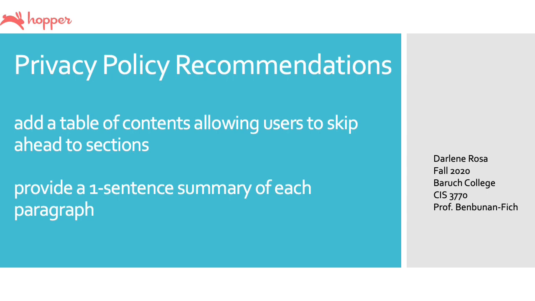The best recommendations I could make for the privacy policy, since it was fairly short and uncomplicated, is for Hopper to add a table of contents, allowing the user to skip ahead to different sections, such as with the LinkedIn model, and to provide a one-sentence summary of each paragraph to make it very clear and simple to the user what the app is using their information for and how it is distributed to third parties. It's also important for the app to clearly identify what type of protections they are offering the user, since they do store some type of PII in the app.